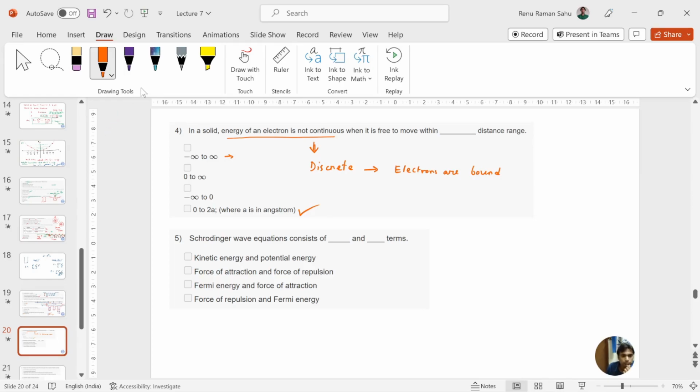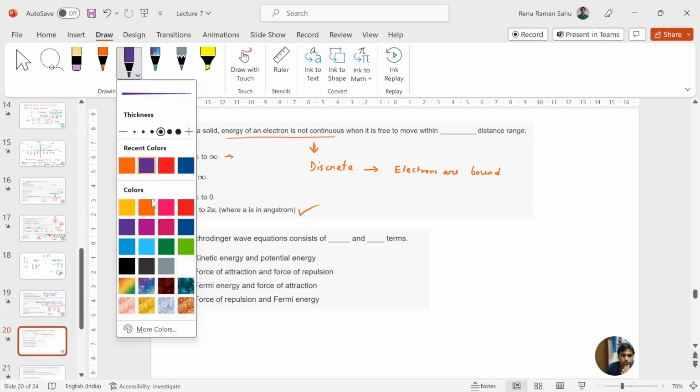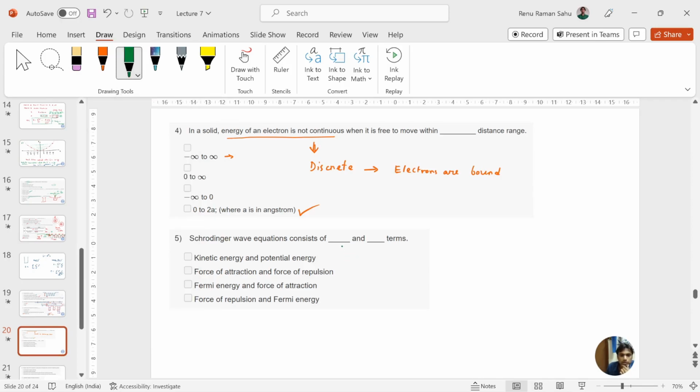The Schrodinger wave equation consists of kinetic energy and potential energy terms. Perfect. So the sum of kinetic energy and potential energy is our Schrodinger equation, right? Actually, in quantum mechanics, the momentum behaves as an operator, and that operator is i h bar over m, del by del x. So p square by 2m, okay, this is the.